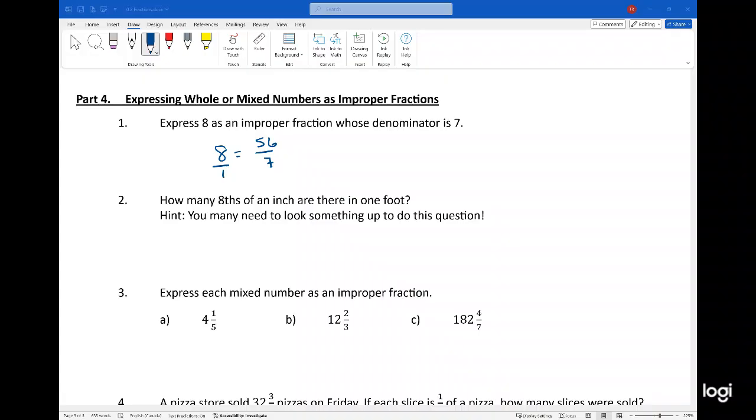The second one, how many eighths of an inch are there in a foot? Now, I put a little hint here that there might be something you need to look up. Maybe you don't. Maybe you know how many inches are in a foot, and the answer is 12. So you have 12 inches, and you want to find out how many eighths of an inch that is. So something over 8. Now again, whole number we can always consider to be a fraction over 1. In this case, the bottom is 8 times bigger, so the top must also be 8 times bigger. And 12 times 8 is 96. So there's an equivalent fraction. There are 96 eighths of an inch in a foot. Whew, okay.